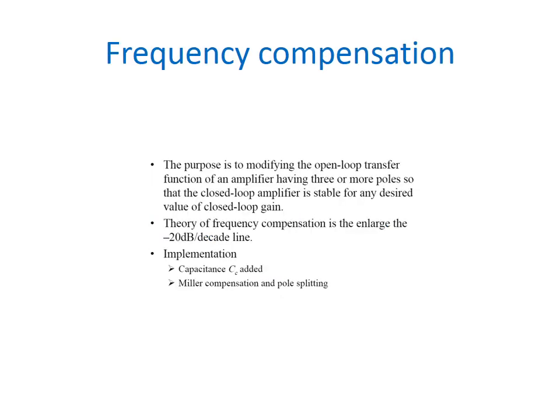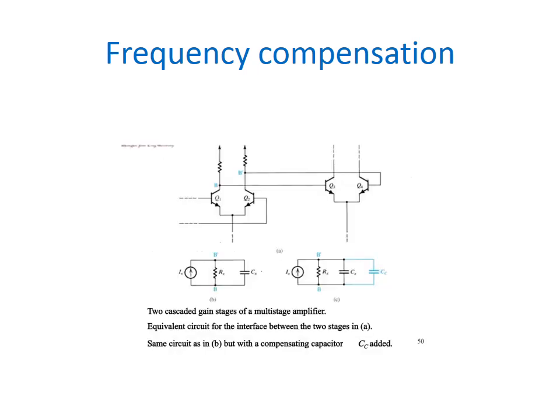So, frequency compensation. The purpose of frequency compensation is to modify the open loop transfer function of the amplifier having 3 or more poles so that the closed loop amplifier is stable for any desired value of closed loop gain. The theory of frequency compensation is the enlarging of the minus 20 decibel per decade length. Thus the implementation is using the CC capacitance, Miller compensation and pole.